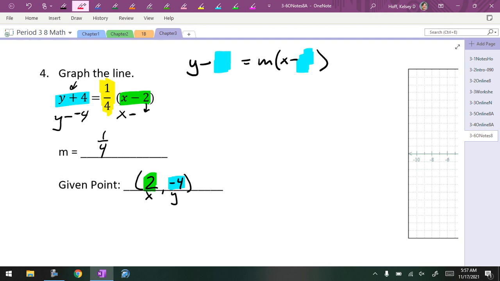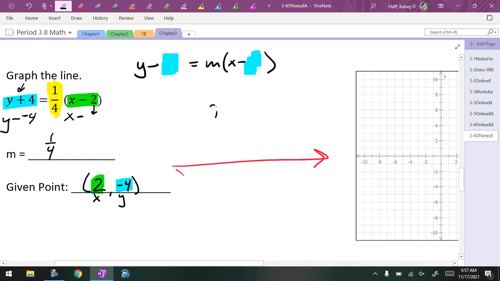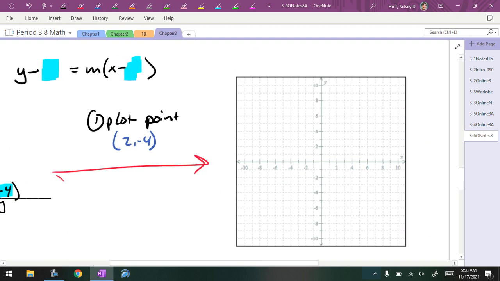Now that we have this information, we can now go over to our graph. Step number 1, plot the point. The point that we just pulled out was 2, -4. So 2, -4 is here. Then step number 2 is to use the slope. Our slope is 1/4.